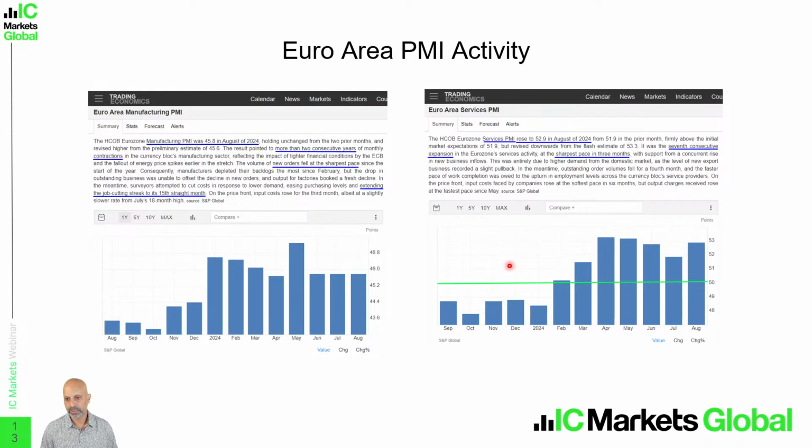And at the same time, we are seeing a very dire manufacturing sector in the EU. We can see that manufacturing activity has remained in contraction for more than 2 years. Remember, reading below 50 constitutes contraction.